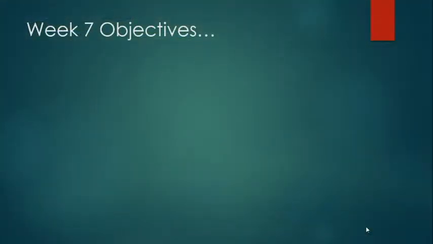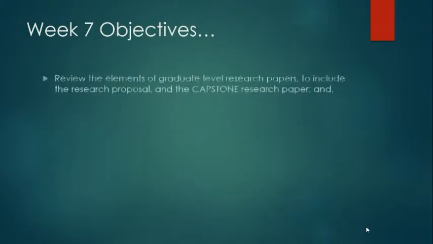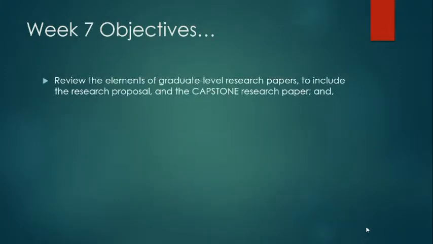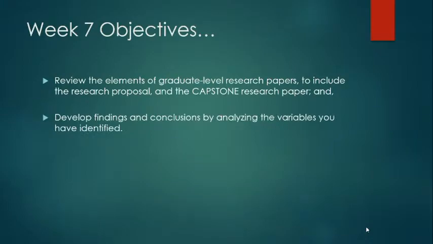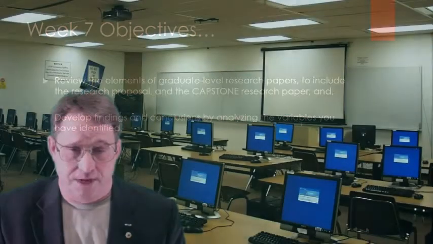Now the specific objectives for this week are to review the elements of graduate level research papers, also to include your proposal that you've done, and taking a look at the capstone manual, that you can find in the resources folder. Also develop findings and conclusions by analyzing the variables that you have identified. And also to keep working on your paper, which will be due during week 8.